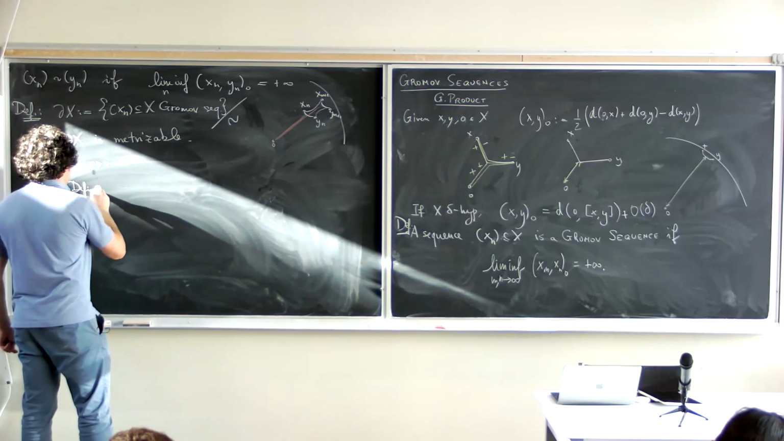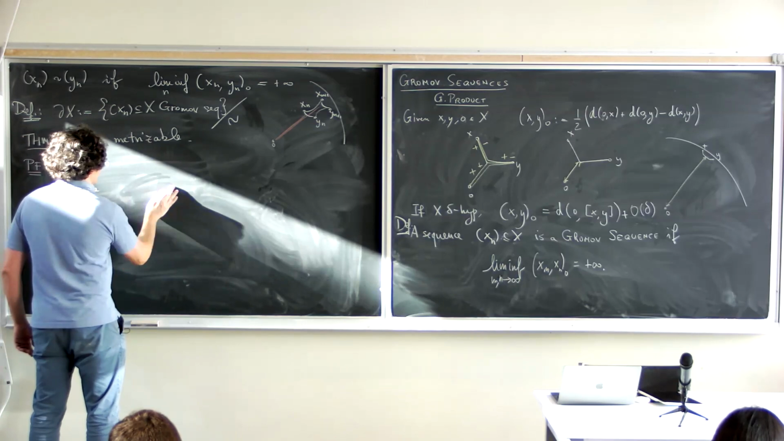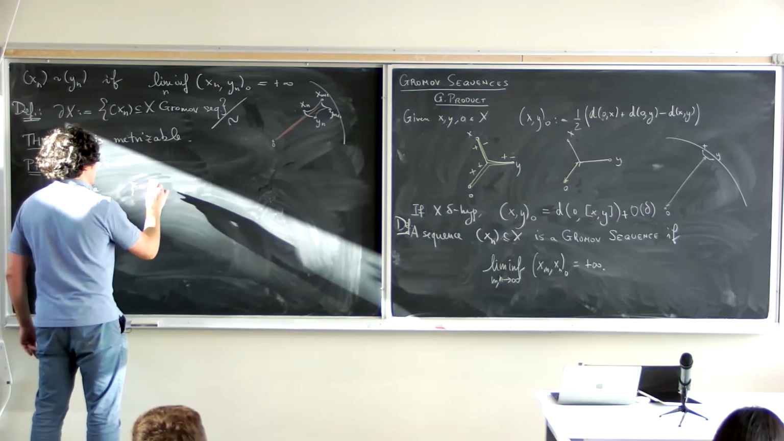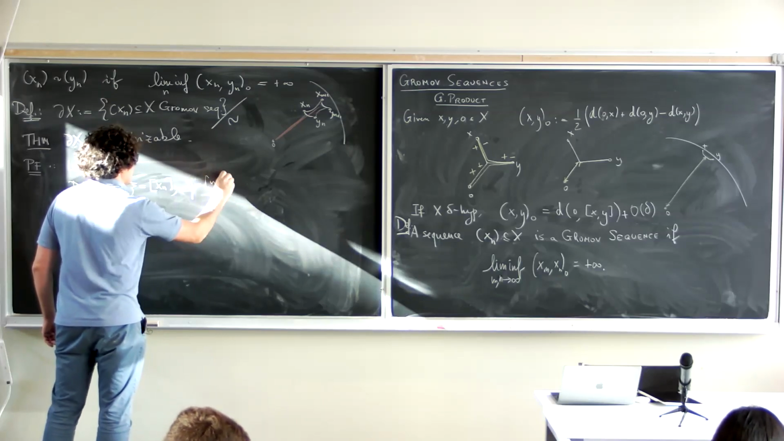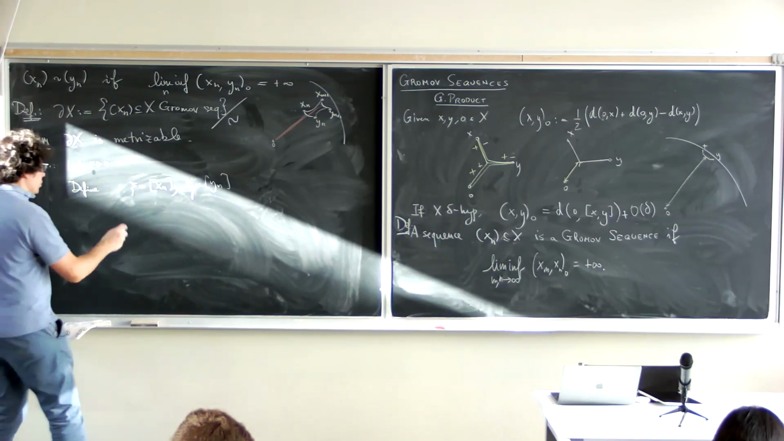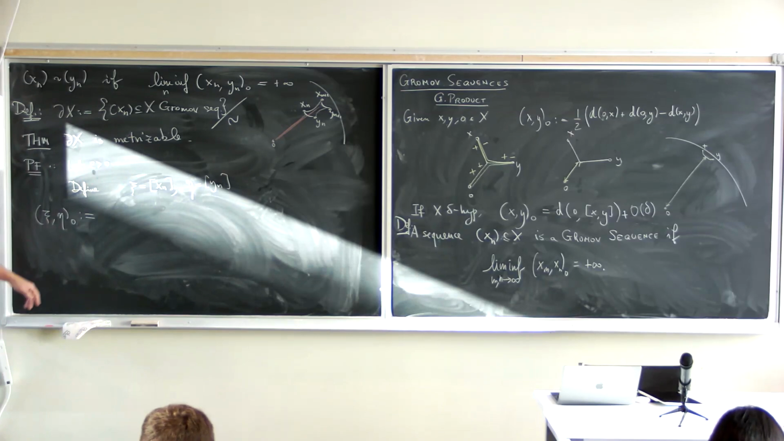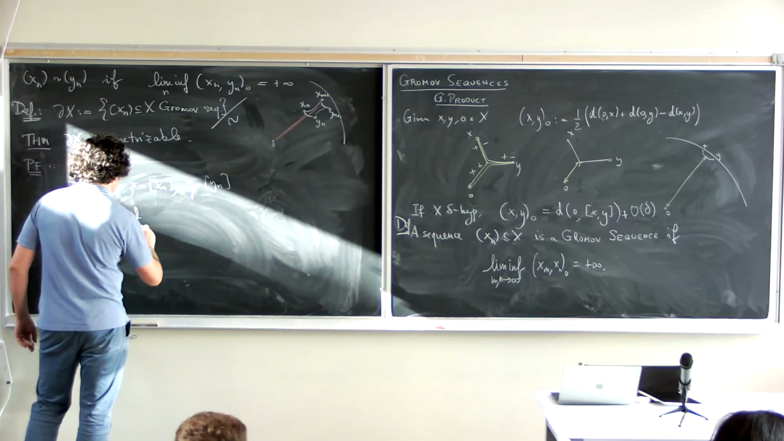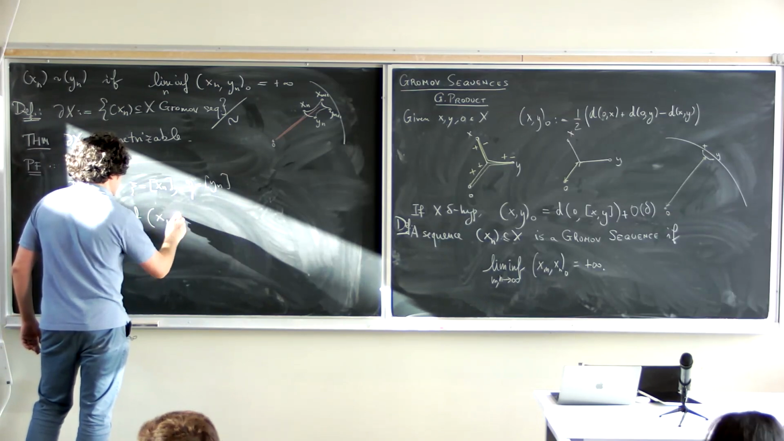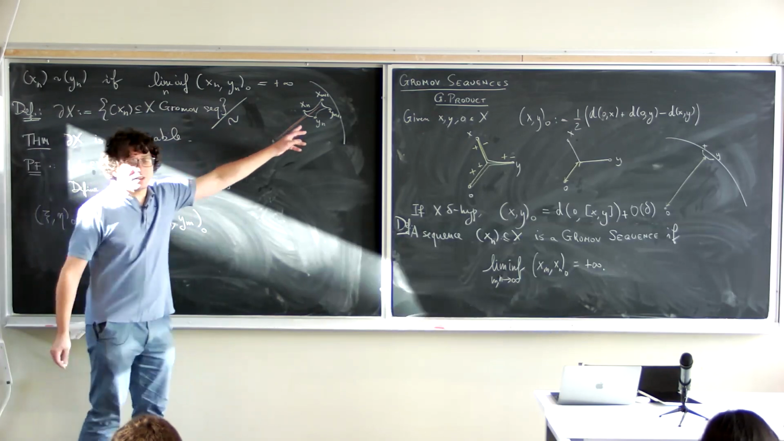And you define the following. You define rho of, first of all, given two boundary points, psi, the class of xn, and eta, the class of yn. We define the Gromov product between psi and eta to be basically the limit, as m and n go to infinity, of the Gromov products of xn and ym. So you try to take a limit of the Gromov product in the finite case as you go to the boundary.